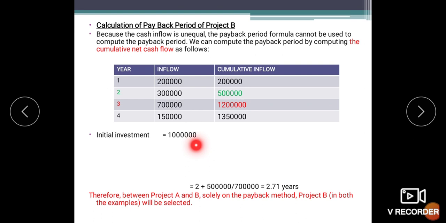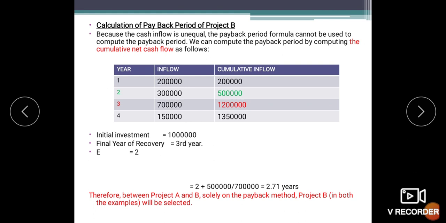So we need to find out the payback period. We need to find out what time is required to recoup this 10 lakh rupees. In the first year it is 2 lakh, in the second year it is 5 lakh, in the third year it is 12 lakh. So it is clear that 2 years is not sufficient, and 3 years is enough to get back this 10 lakh rupees. So we conclude that the third year is the final year of recovery. E means the preceding year. That means the preceding year of the third year is 2. So E is equal to 2.